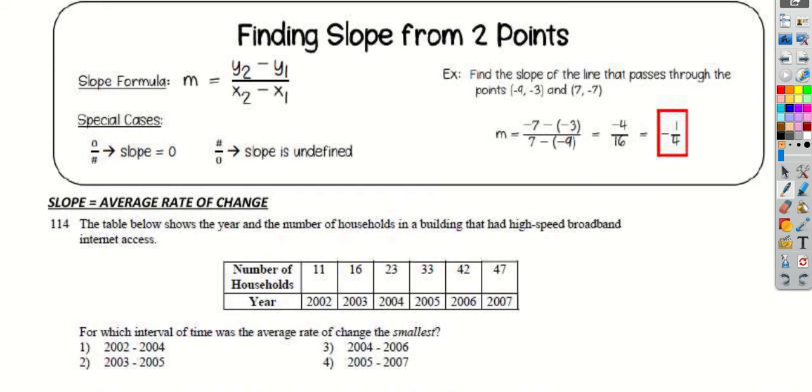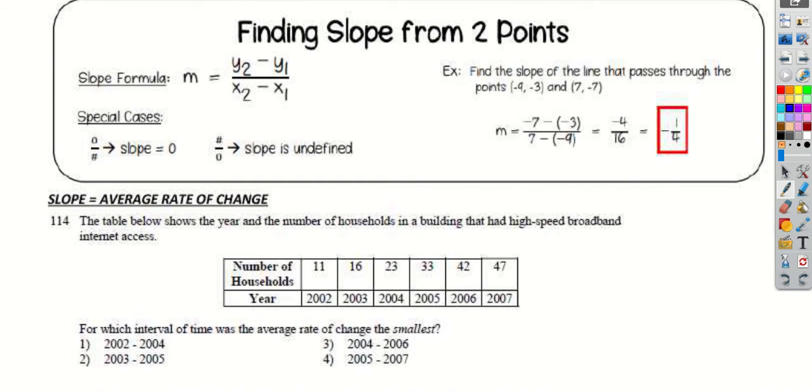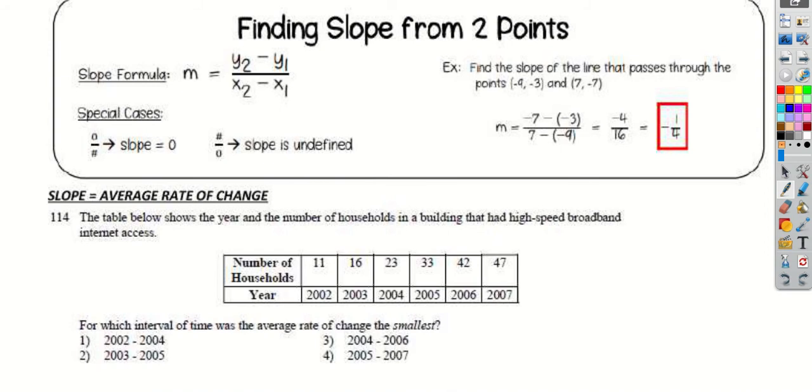And then finding the slope of 2 points. So finding the slope of 2 points, we're just going to do rise over run. So y2 minus y1, that's the change in y, over x2 minus x1 and change in x. There's 2 special cases. Remember that a horizontal line has a slope of 0, and a vertical line has one that is undefined.